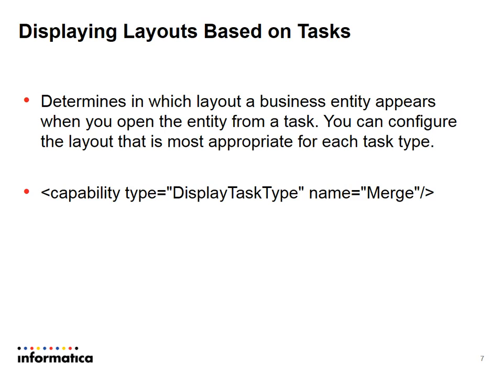Then displaying layouts based on task. Sometimes for particular tasks we may need to define particular columns. It is necessary that particular columns be in the view. For that kind of task we can configure layout based on the task. To configure it based on task, you need to add the tag capability type display task type, and here you have to provide the task name.